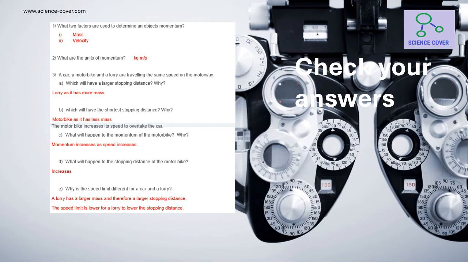What will happen to the stopping distance of the motorbike? This will increase. And why is the speed limit different for a car and a lorry? This is because the lorry has a larger mass and therefore has a larger stopping distance. The speed limit is lower for the lorry to lower the stopping distance.